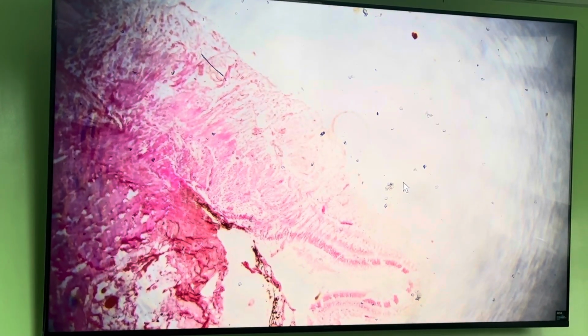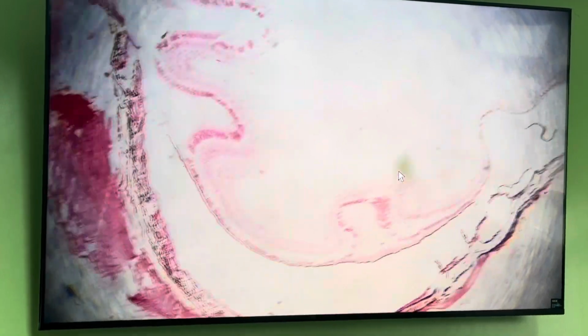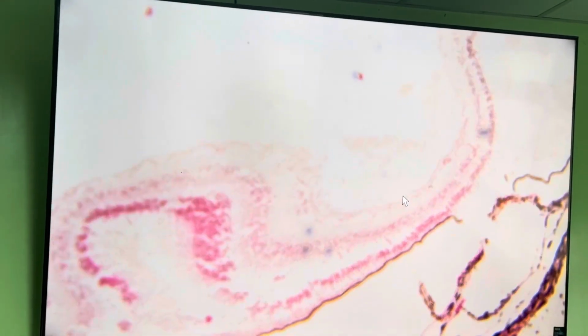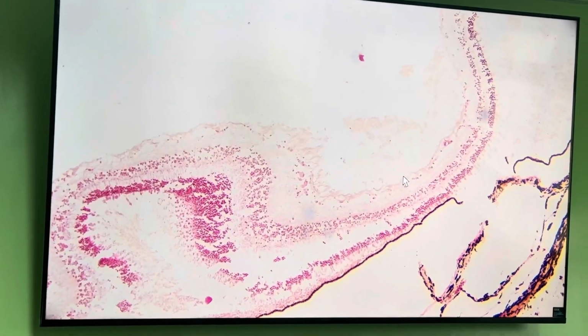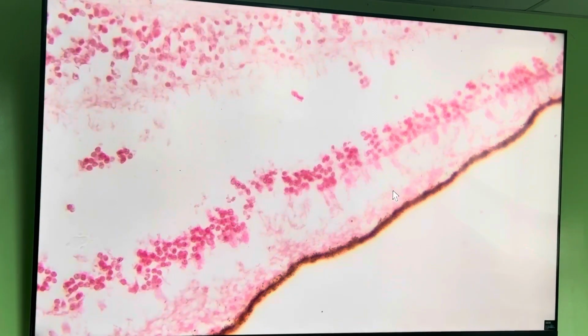So you have to follow the ciliary, the choroid, in order to look for the portion of the retina. So this is the retina. We look into the high power magnification. So as you can see, this particular portion is the choroid.